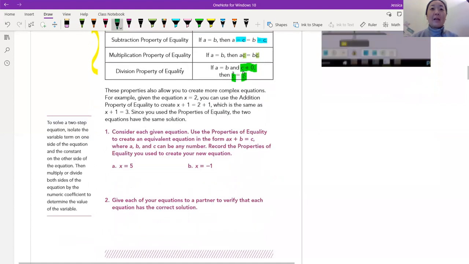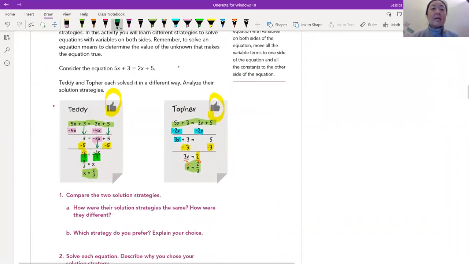So yeah, there's that. And we're going to move on down to here. And again, this packet is in the Canvas page if you don't have it with you. That's fine. So we looked at Teddy and Topher. They have both the same equation, but they handled it a little bit differently. So Teddy decided, well, I want to get the X on the right-hand side. So he subtracted 5X on both sides, and now it looks exactly like our warm up. We have just X on only one side instead of both sides.